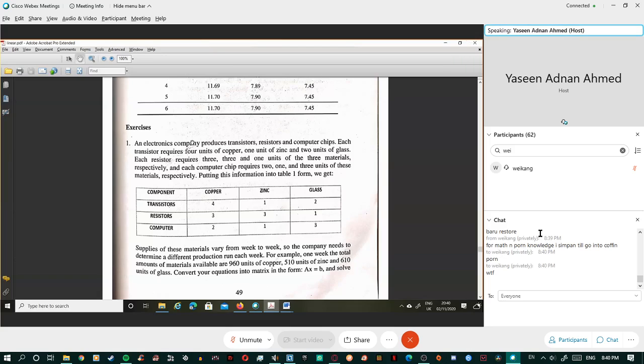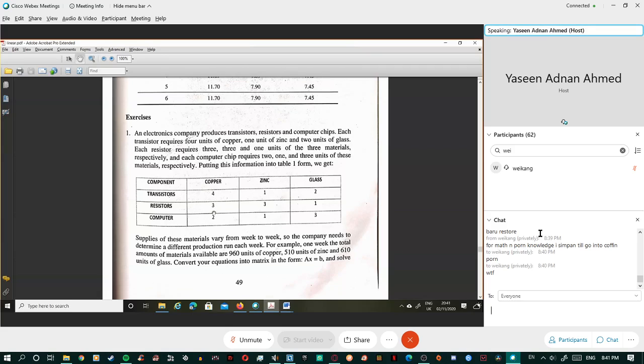Okay, that's good. Each transistor requires 4 units of copper, 1 unit of zinc, and 2 units of glass. It means in order to make this one, we need 4 units of copper, 1 unit of zinc, and 2 units of glass. Each resistor requires, okay, so this is the repeating 331, and this is a 331. So putting the information into the table, we get this one. Okay, that's cool.